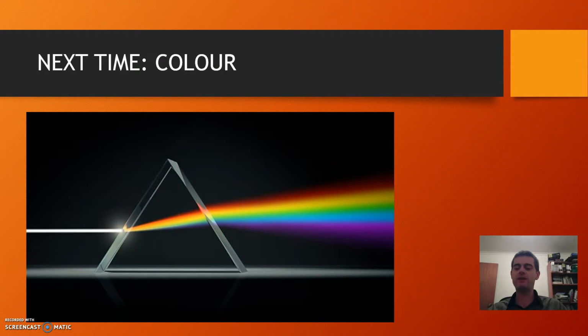Next time we're going to head on and look at color and how the different colors in the rainbow are created from white light and how our eyes perceive color and how you can make some colors from other primary colors added together. So we'll look at all that stuff in the next video.